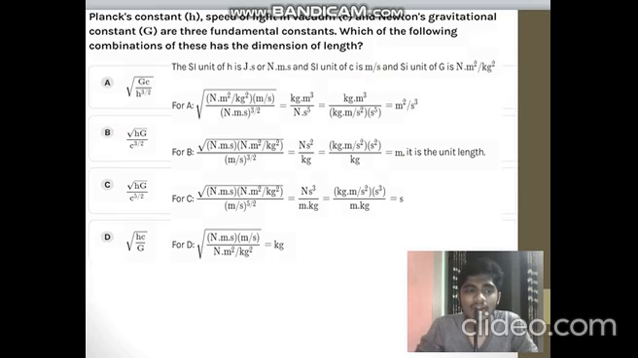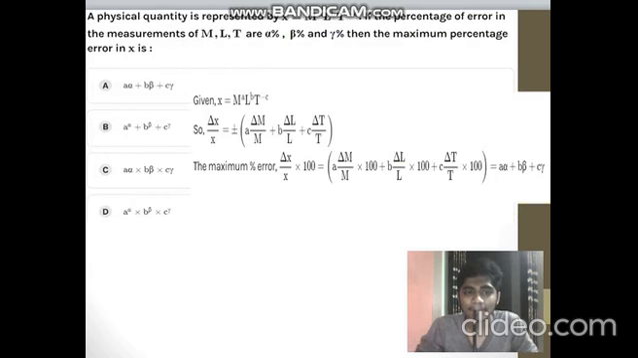Now talking about the 11th question. A physical quantity is represented by x is equal to m power a, L power b, T power minus c. If the percentage of error in measurements of m, L, T are alpha percent, beta percent, and gamma percent, then the maximum percentage error in x is.